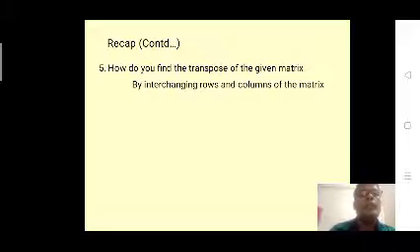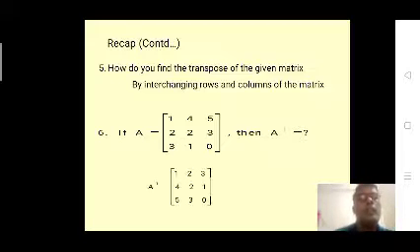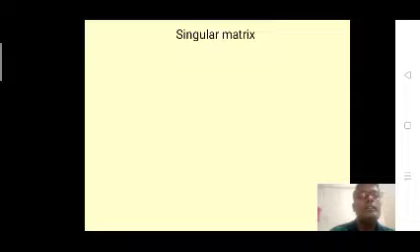How do you find the transpose of the given matrix? By interchanging rows and columns of the matrix. If A is equal to [1, 4, 5; 2, 2, 3; 3, 1, 0], then A transpose. How to find the transpose? We know that we have to interchange rows and columns. Just interchange rows and columns. Here, how to write A transpose? 1 2 3, 4 2 1, 5 3 0.